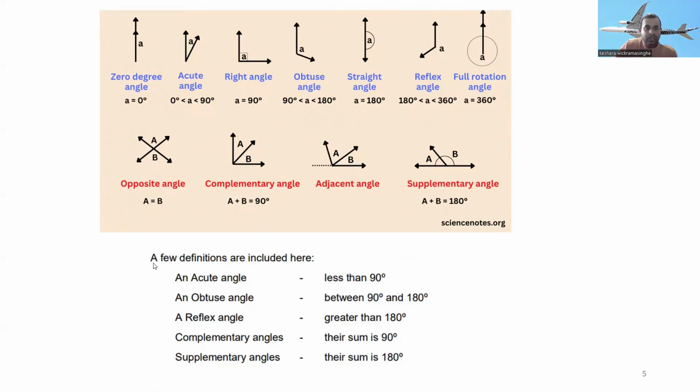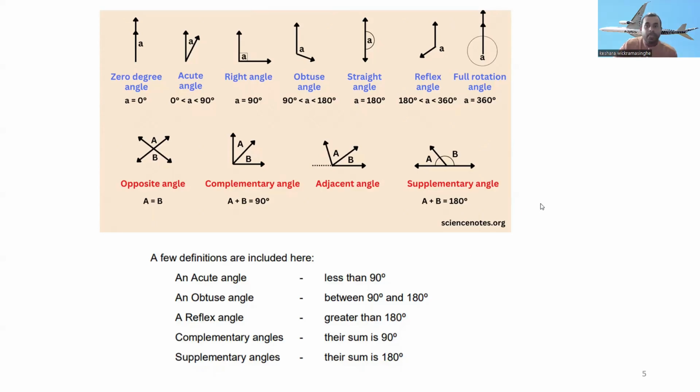Right, so a few definitions are included here. An acute angle is less than 90 degrees, an obtuse angle is between 90 degrees and 180 degrees, and a reflex angle is greater than 180 degrees. Complementary angles have a sum of 90 degrees, and supplementary angles have a sum of 180 degrees.